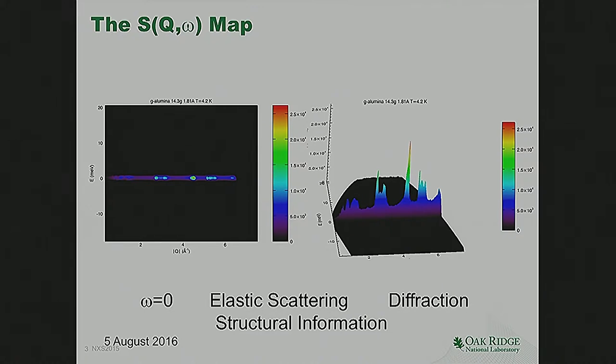Essentially, when the neutron interacts with matter, it does not only transfer energy, but also transfers momentum. If one just measures the energy transfer and the momentum transfer on a sample, any sample, like this one, for example, what you will see is essentially a black picture with very bright spots at zero energy transfer. That essentially means that 99.9% of your scattering is elastic scattering. This is diffraction and usually contains mostly structural information.